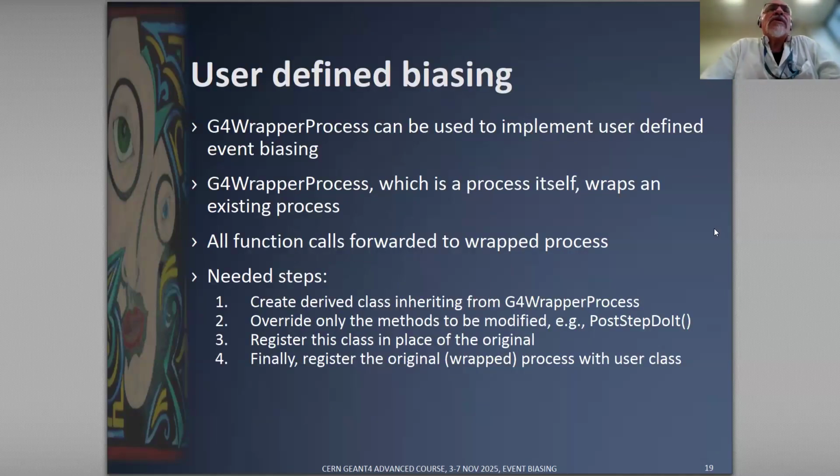And then you have a class which is user-defined biasing, which is a wrapper class which allows you to, in fact, modify the final state generation. For that, I can give an example on the next slide, please.